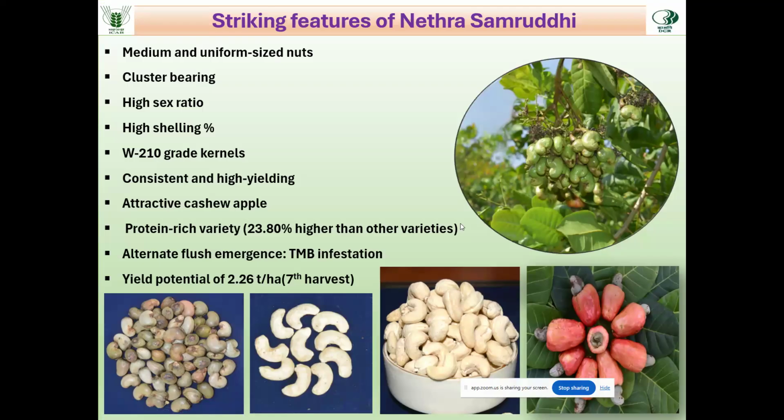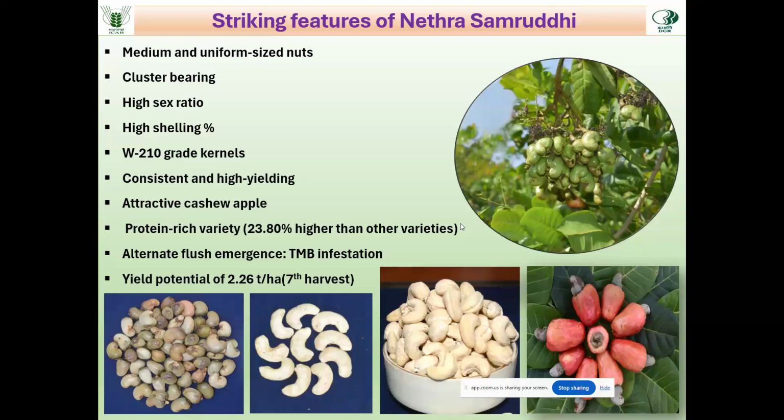Coming to the most recent variety which we released last year, that is Netra Samriddhi. Netra Samriddhi has medium and uniform sized nuts, cluster bearing habit with a high sex ratio and a high shelling percentage of 30.40, and we can obtain W210 grade kernels out of it. It is consistently a high yielding variety which has an attractive red color apple, and it is a protein rich variety, and it produces alternate flush after tea mosquito bug infestation. It is one of the unique traits of this variety.